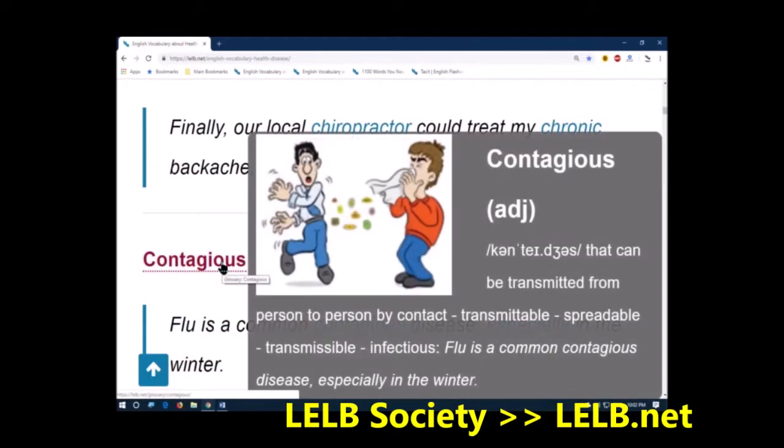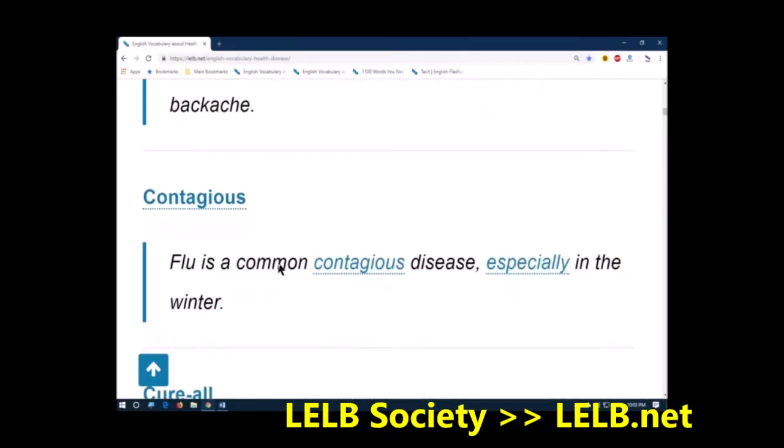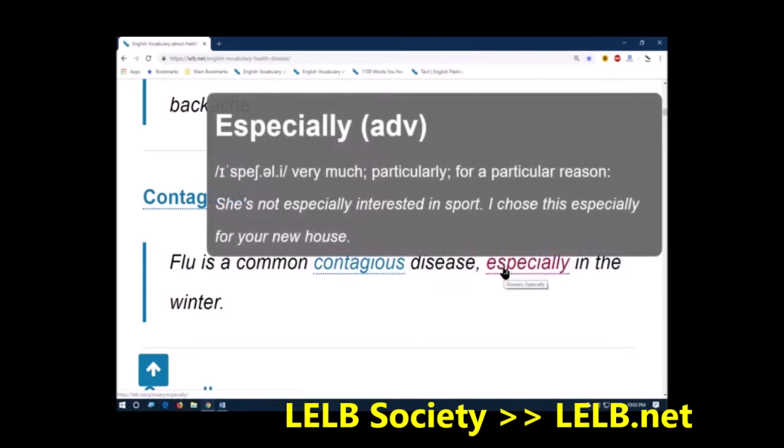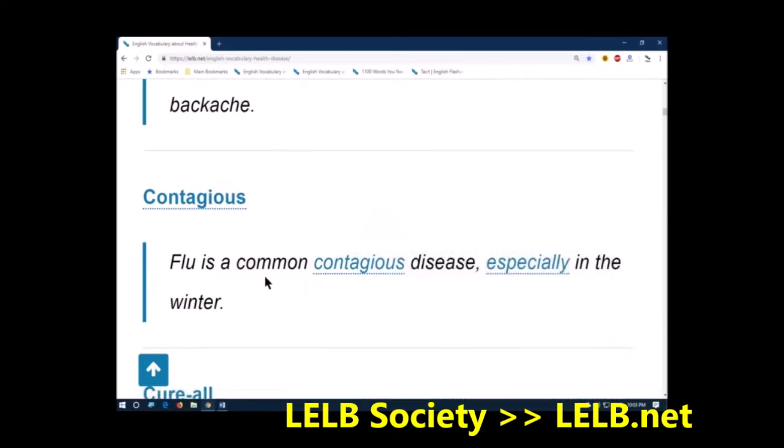Contagious. Of a disease that can be transmitted from person to person by contact. Transmittable. Spreadable. Transmissible. Infectious. Flu is a common contagious disease, especially in the winter. Particularly, fundamentally in the winter. Flu is the short form of influenza, which is a viral disease.